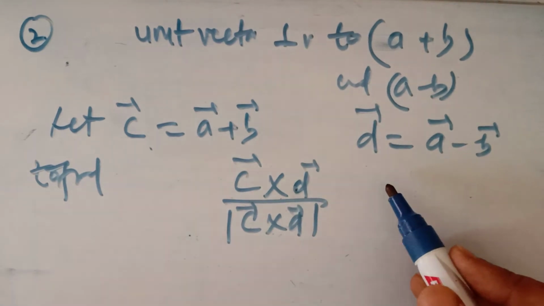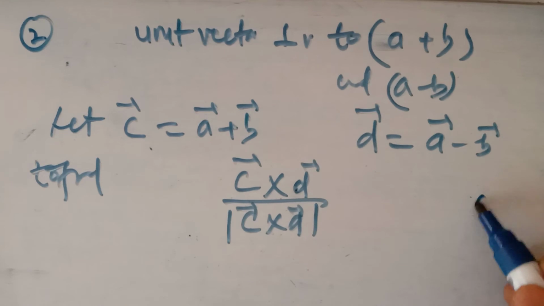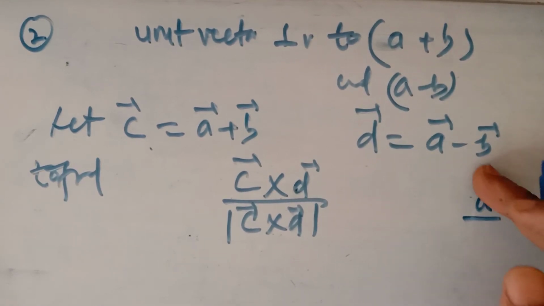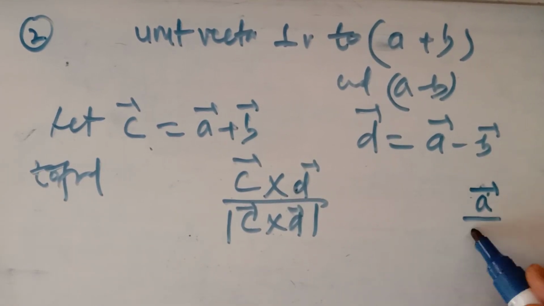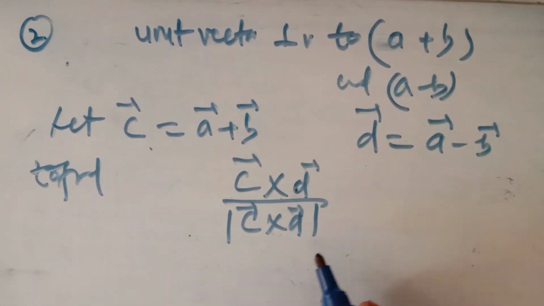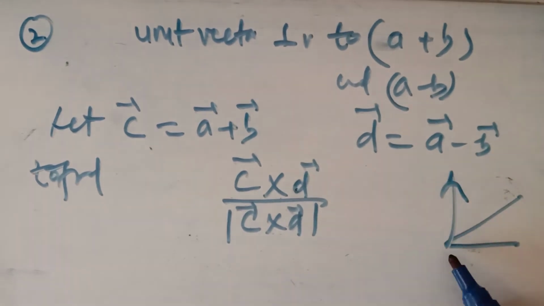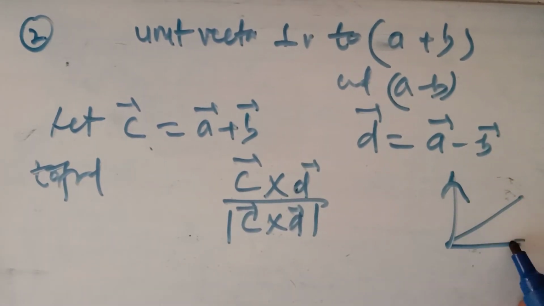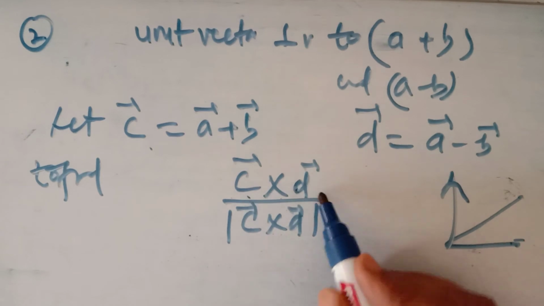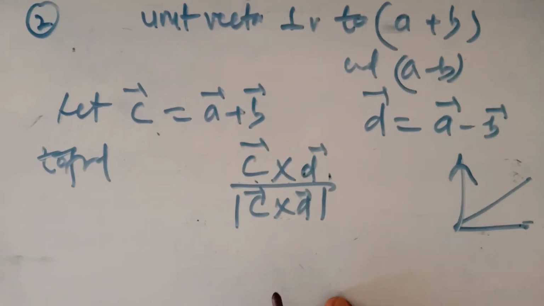We have done this in the dot product chapter, to find a unit vector in the direction of a given vector, you take the vector divided by the modulus of the given vector. Now because you have to find the unit vector perpendicular to each of the vectors, it means a resultant vector obtained by C cross D, and to make it a unit vector you have to divide by the modulus of C cross D.